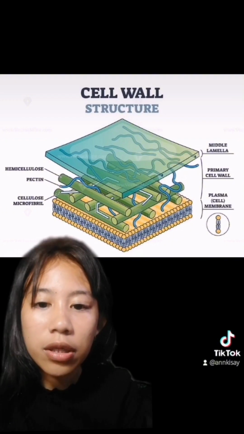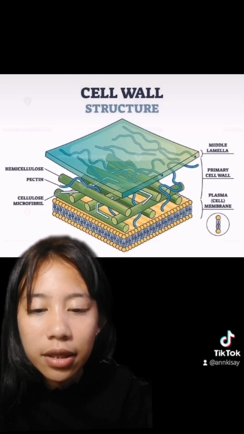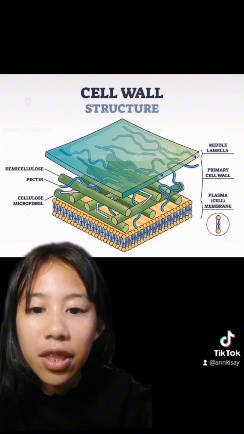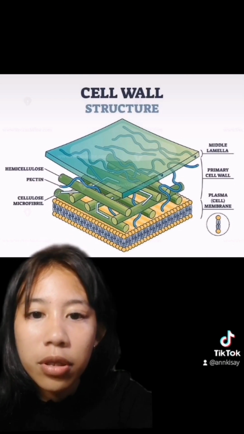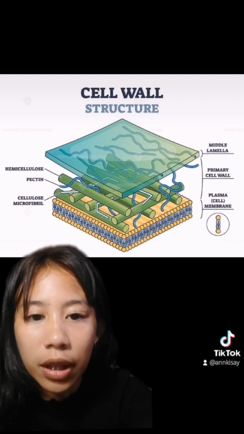The last major component of the plant cell wall is the proteins. Different varieties of proteins are present in the cell wall. Most of them are linked with carbohydrates, forming glycoproteins.